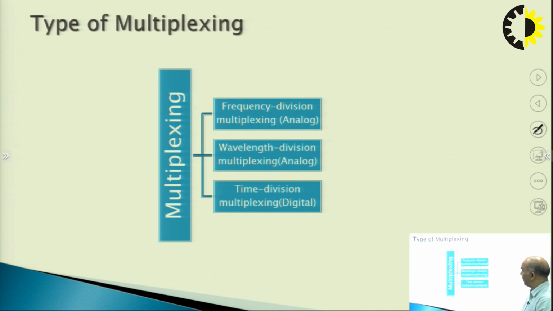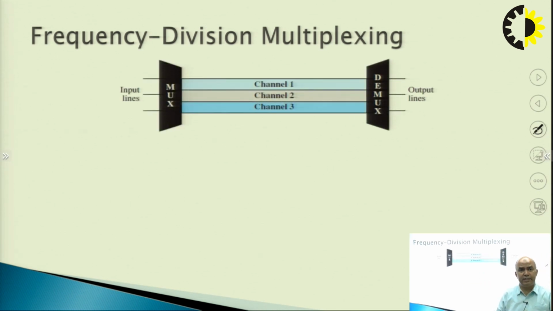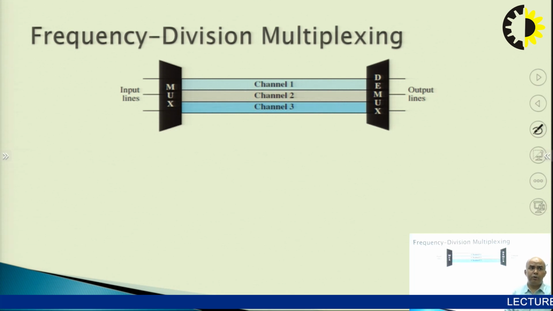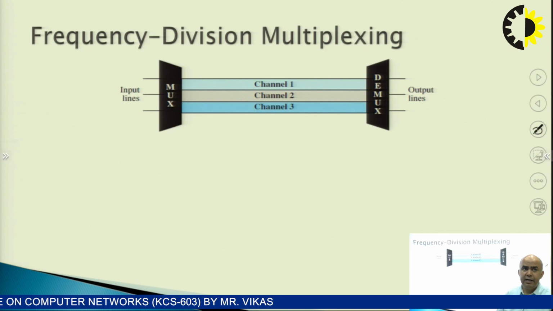multiple nodes are sending the data using the single channel. So, let us take the first one, that is frequency division multiplexing. This frequency division multiplexing uses the same method where multiplexing and demultiplexing is used. Here the input lines send data to the mux, where the mux will convert the frequency using the modulator and add the frequencies. Now, once the frequencies are added, they are sent using these channels.